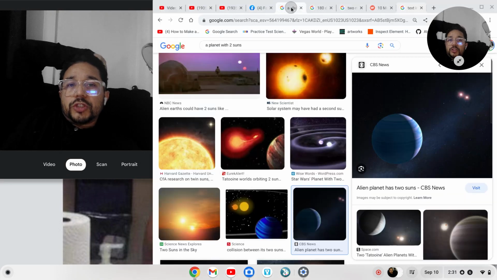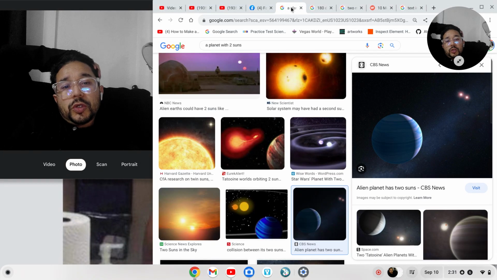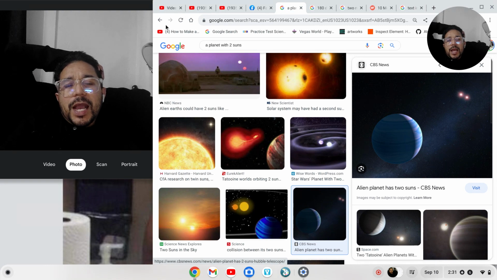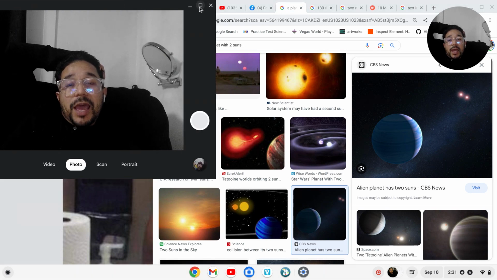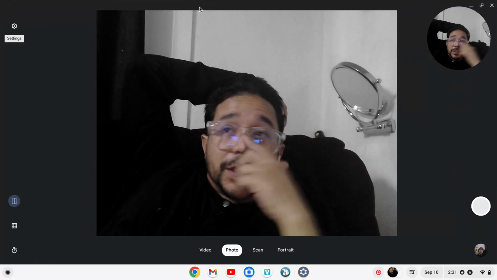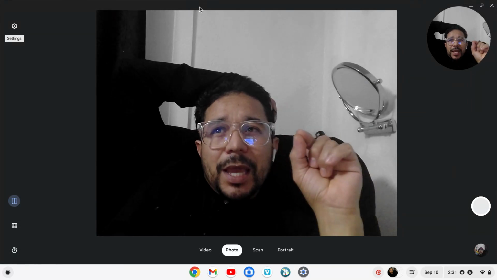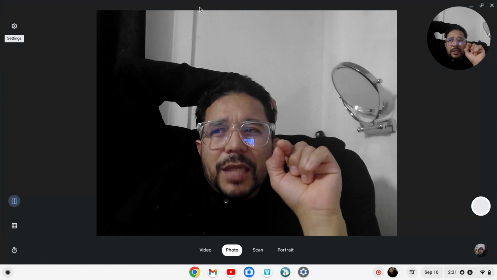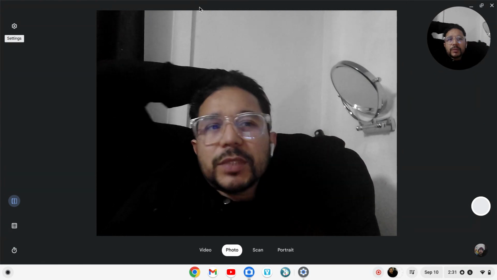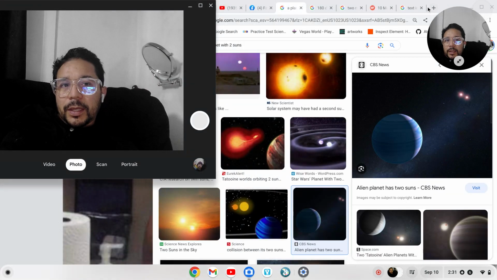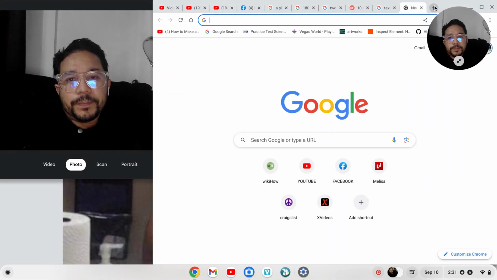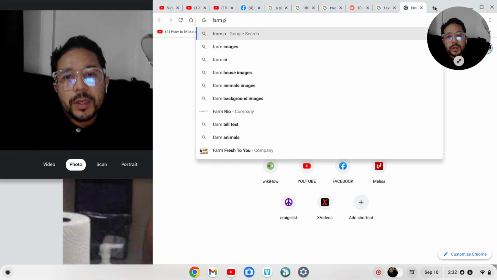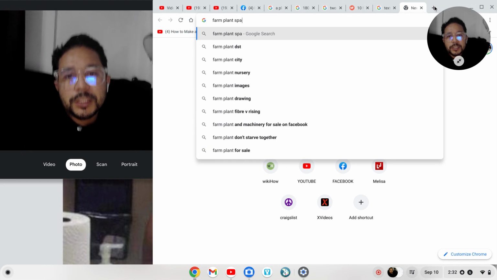So going back to these planets and stuff that I was looking at, I also noticed, after studying them just briefly, that some of them had shapes, like little circles, and it was kind of like a farm plant spacing.